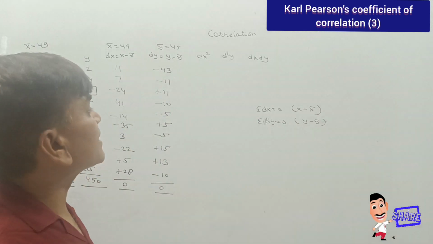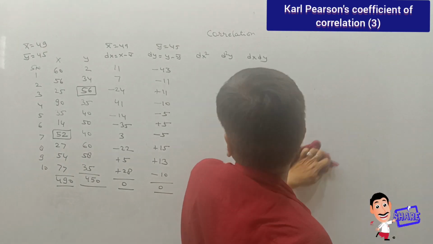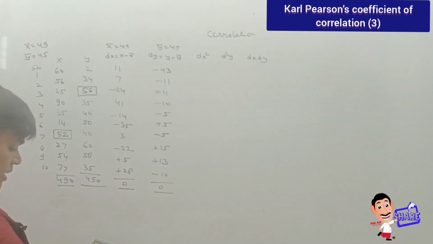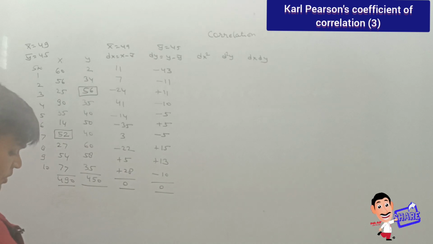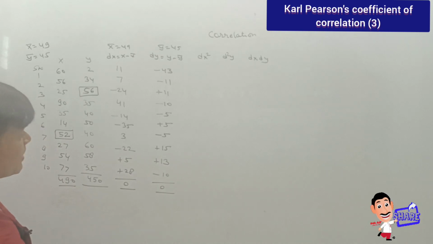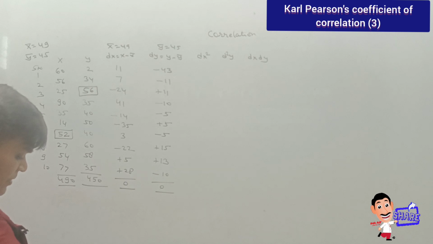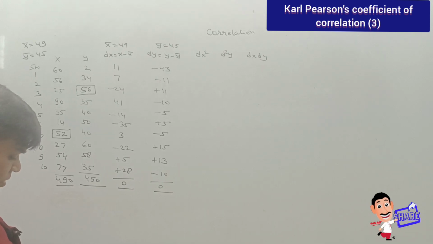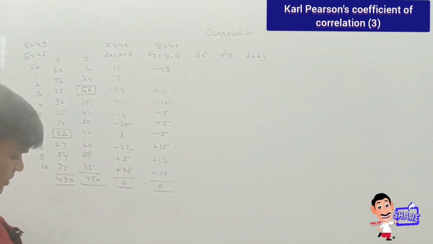This is the basic characteristic. Again we should check: 18 plus value, 24 minus value, 41 plus value, 14 minus value, 35 minus value, 3 plus value, 22 minus value, 5 plus value, 28 plus value. So the result is 0.